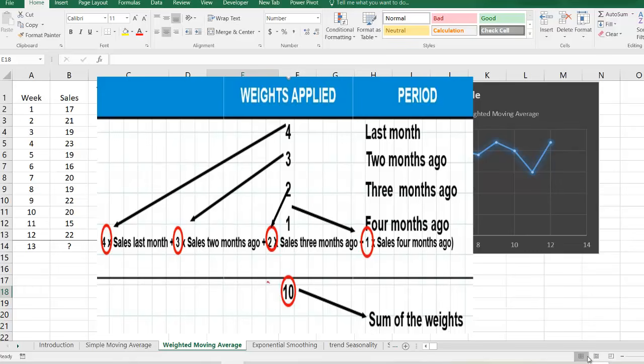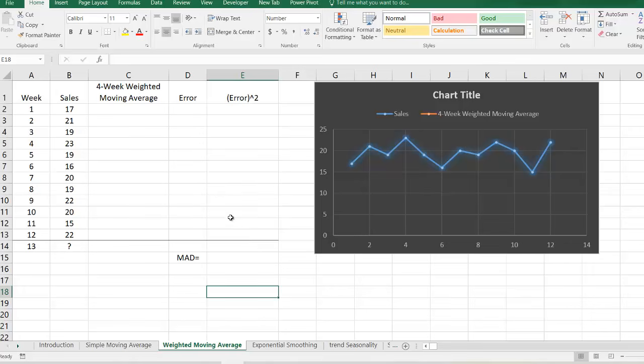We're going to use the weights 4, 3, 2, 1, where 4 is assigned to the most recent data, 3 to the next recent data, down to 1 to the oldest data, divided by the sum of the weights, which is equal to 10. Again, we'll be needing 4 historical data points to produce the first forecast on week 5.